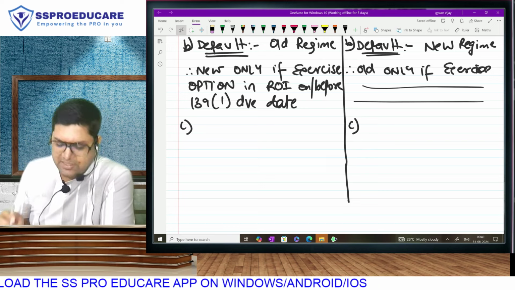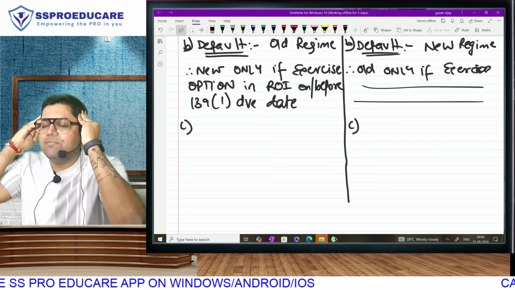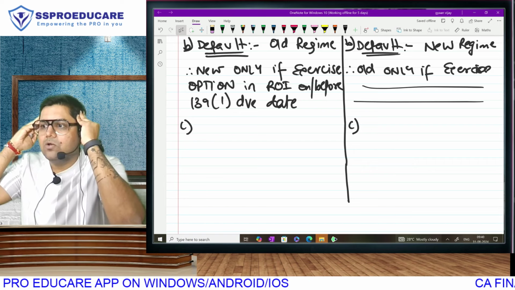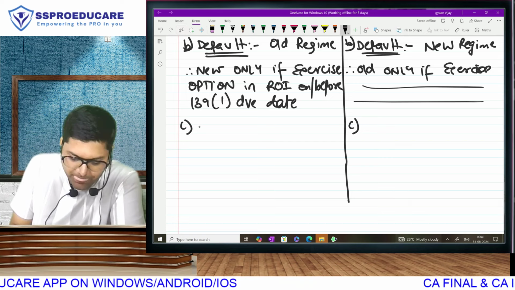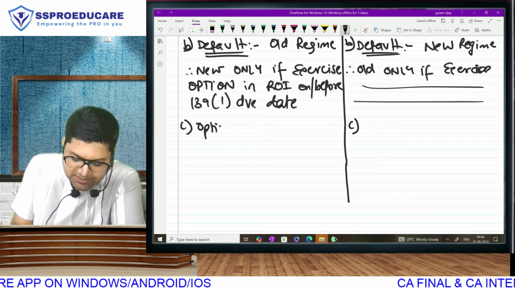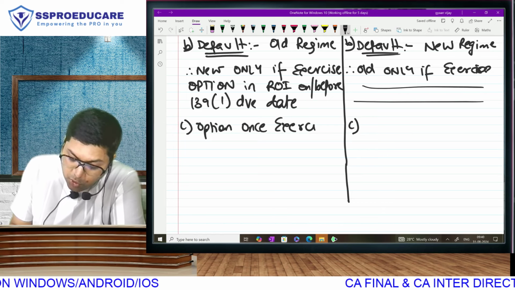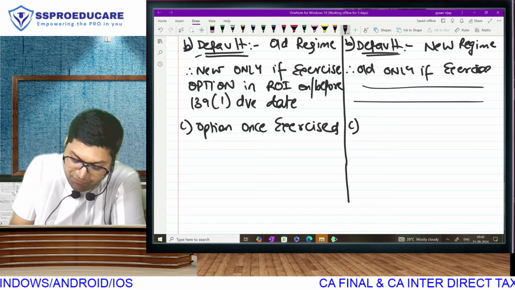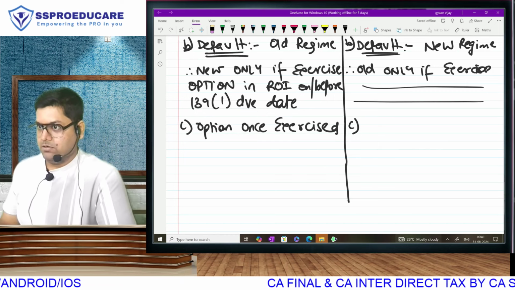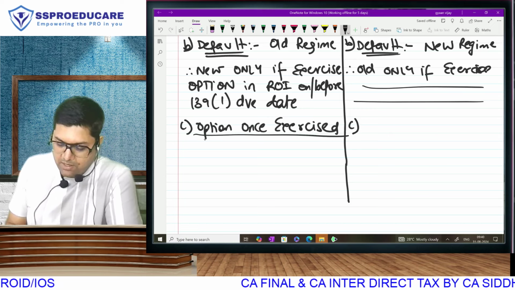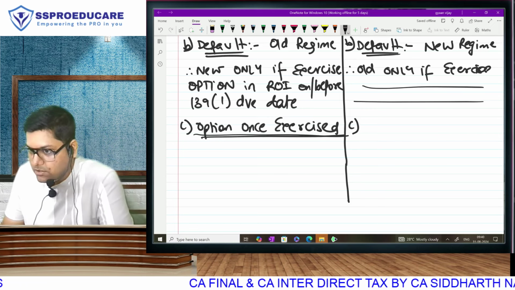Now let's talk about the left side. For the left side, you have to keep the law of the left side in your mind. By default, old. So new will come only if I choose, meaning the option is exercised. Now you will have to use your brain on the basis of what is written here. When I say option is exercised, what have I done? Option has to be exercised to go to new, otherwise by default you are in old only.